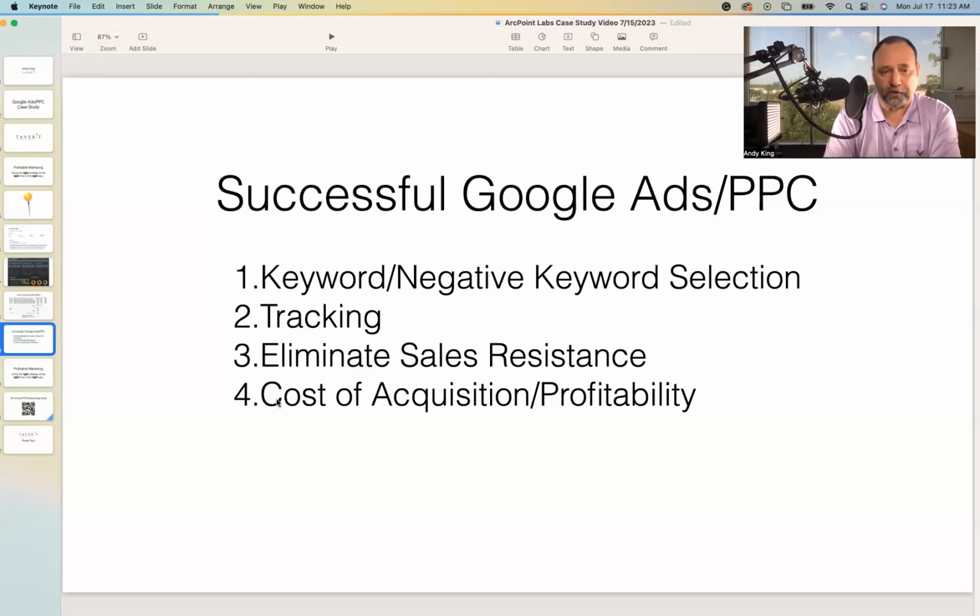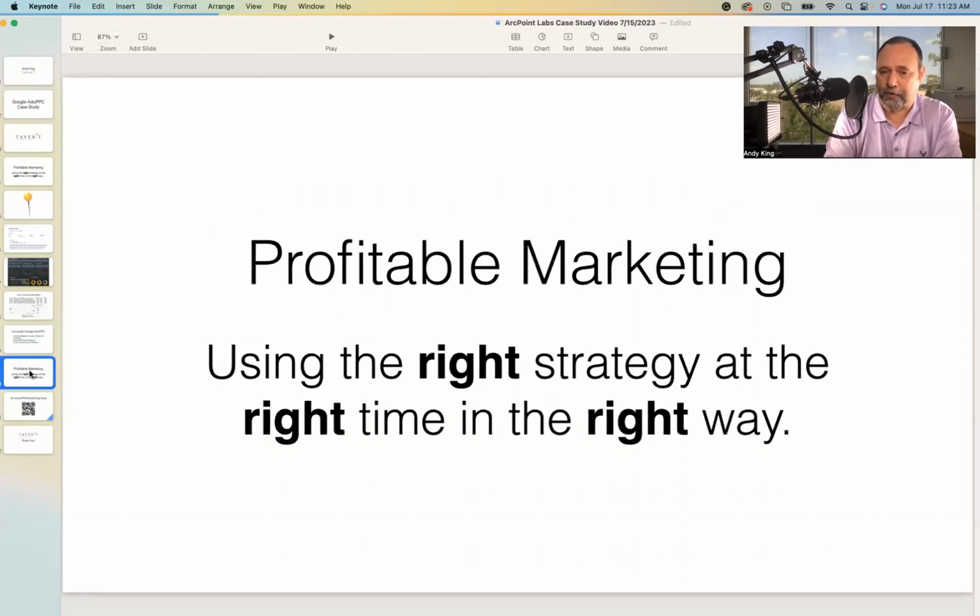And number 4, which is what we just covered with that worksheet, you have to have a cost of acquisition profitability. Now, there's a lot of other things to this, but these are the major components that need to take place in order to have a successful Google Ads pay-per-click campaign. Once again, profitable marketing takes place when you use the right strategy at the right time in the right way.